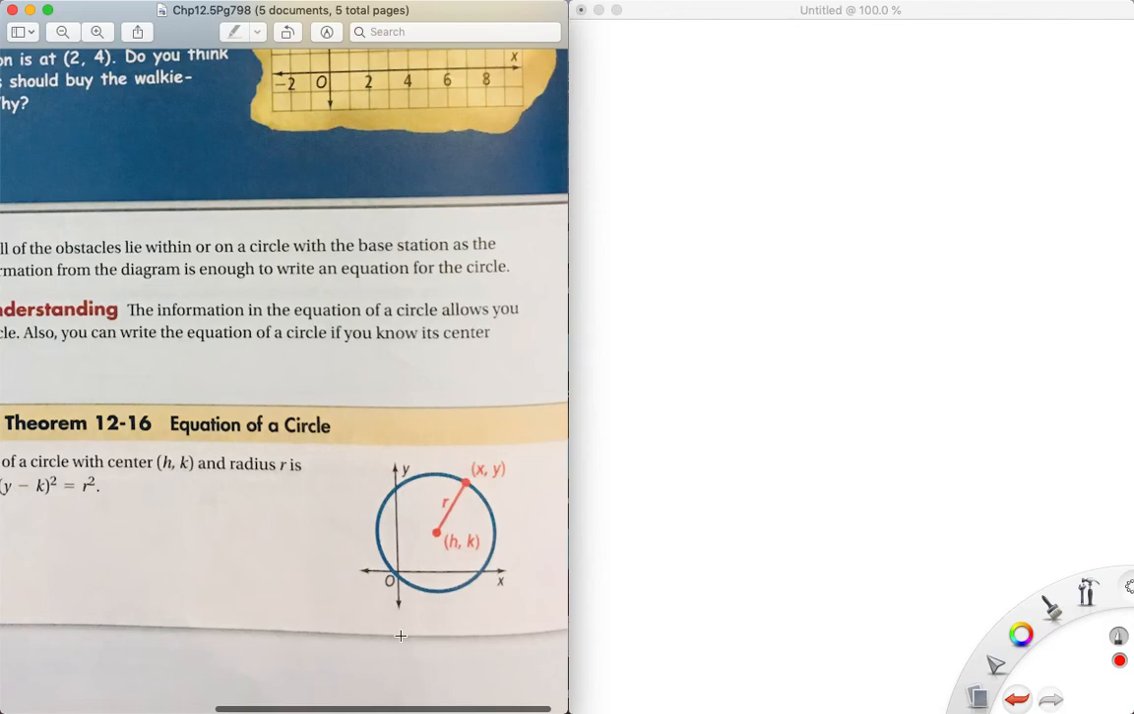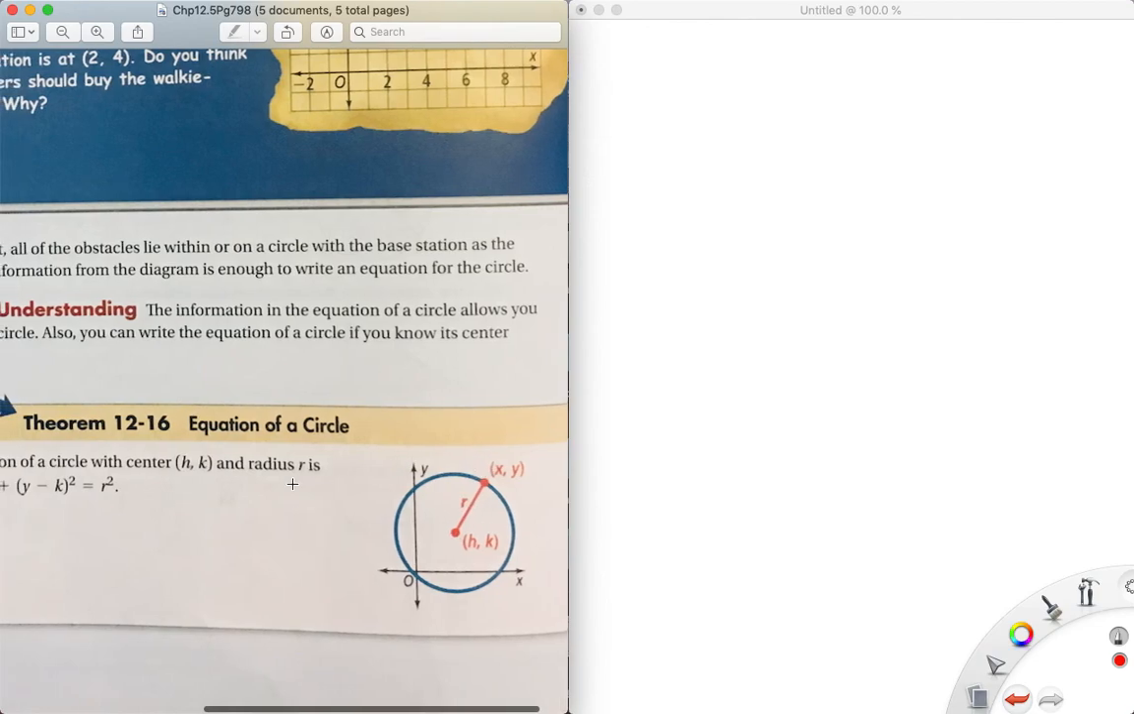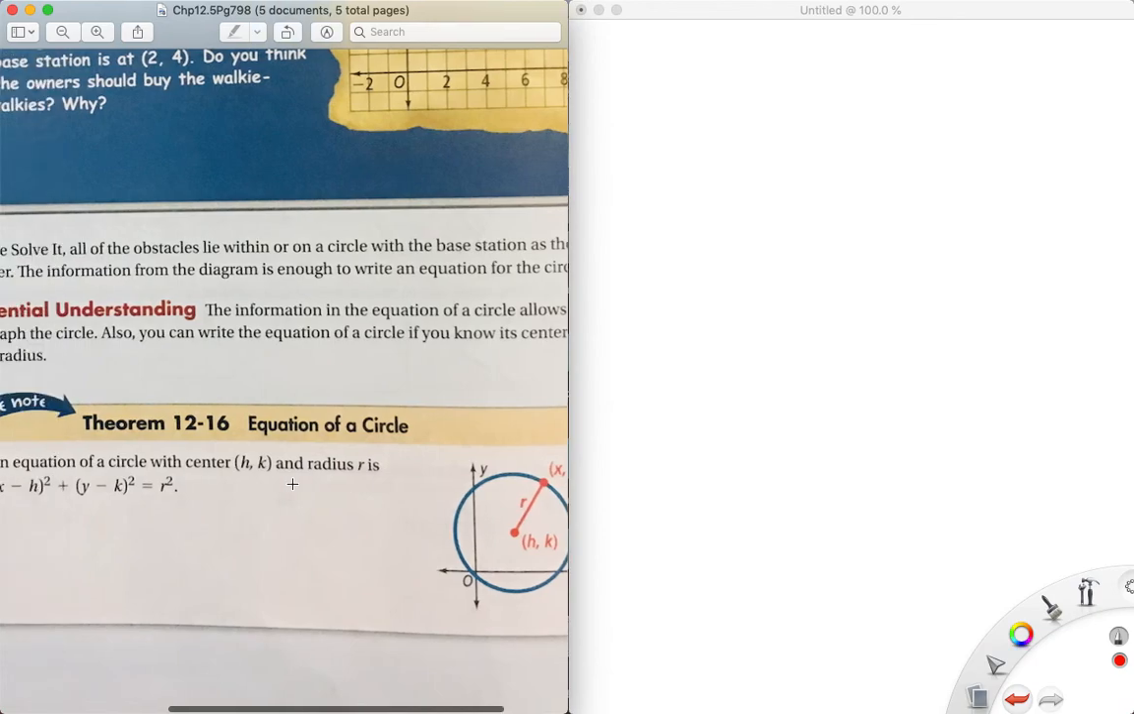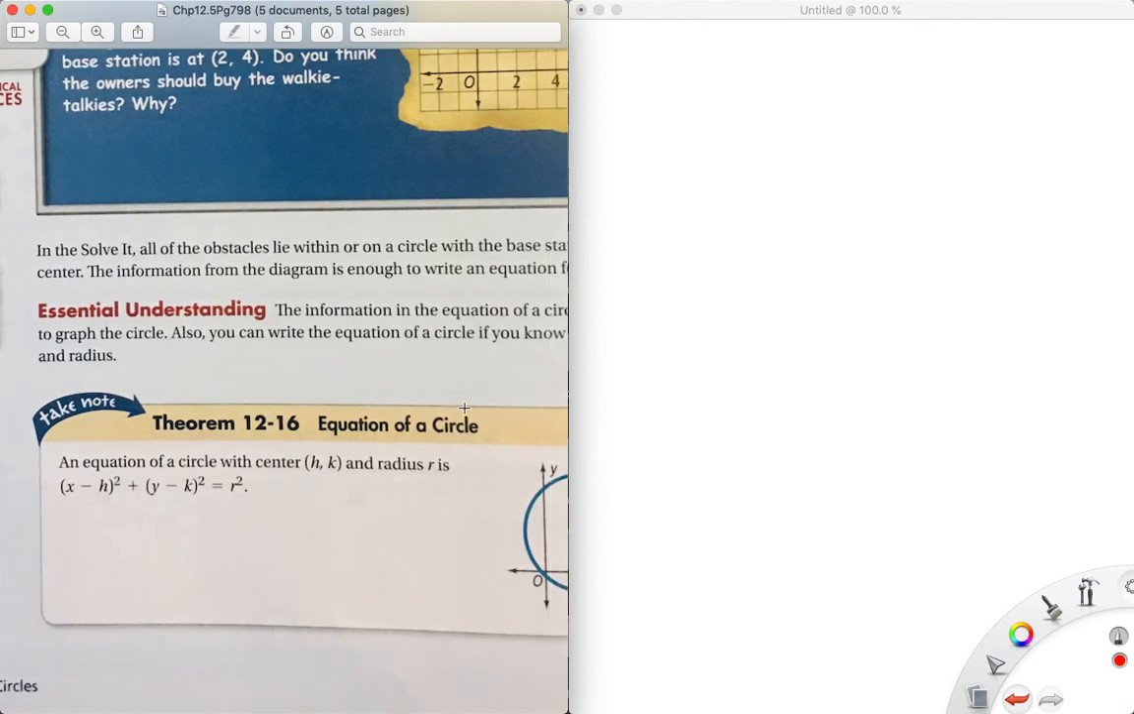This is theorem 16. We have a circle. It has the center of the circle with the coordinates of h and k. And then we have the edge of the circle with the coordinates x and y. And then we have the radius. And it has a particular equation. The equation is: (x - h) squared plus (y - k) squared is equal to r squared, where r is the radius.